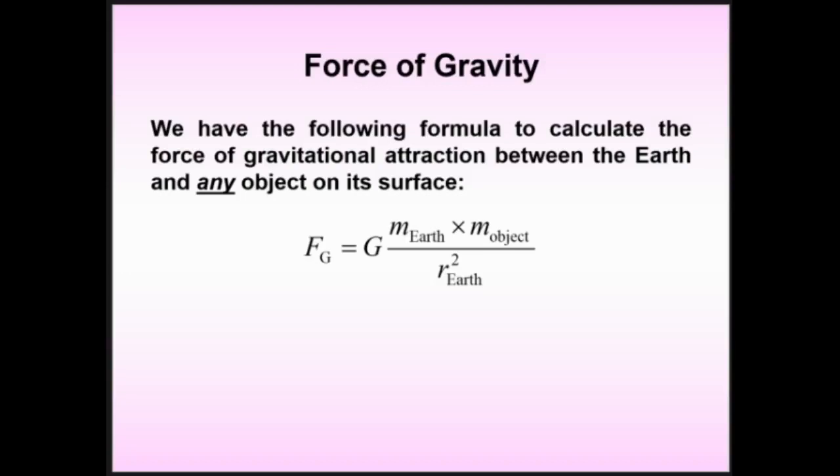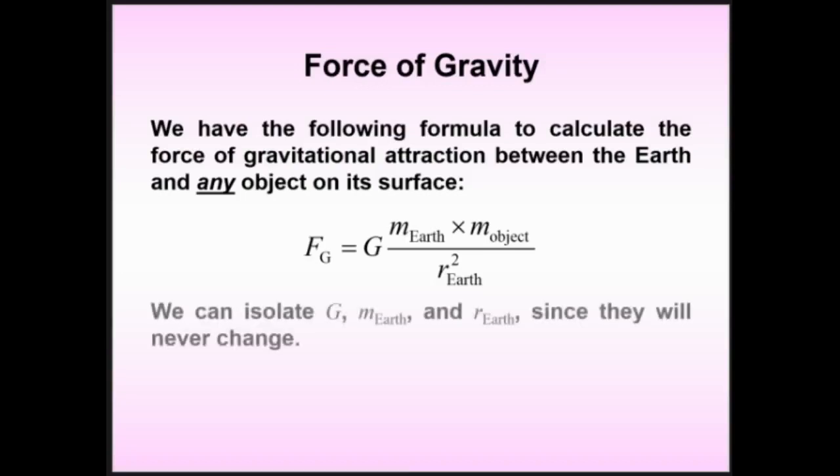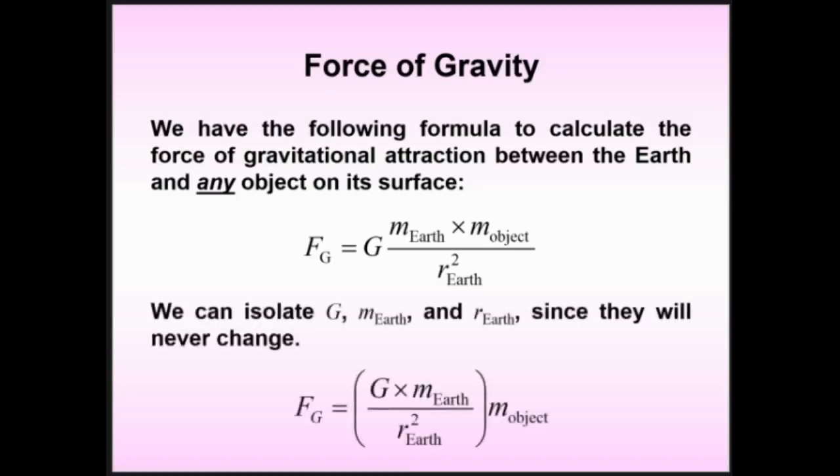Which 3 can we take out? Not take out, just isolate. Which 3 are going to be the same for all of us? The G, the Earth, and the Earth. So we agree that this is correct. Come on, copy. I'm going to show you something very interesting. I'm building up to what you already have a hunch about. Okay, so we can isolate G, capital G, of course, M Earth, and R Earth, since they will be the same for all of us as long as we are on the surface of the Earth.